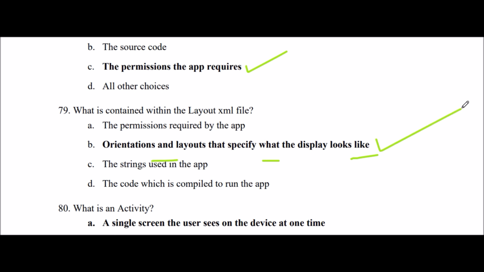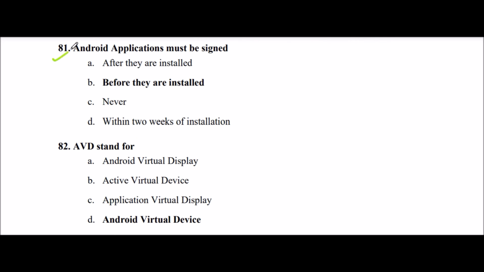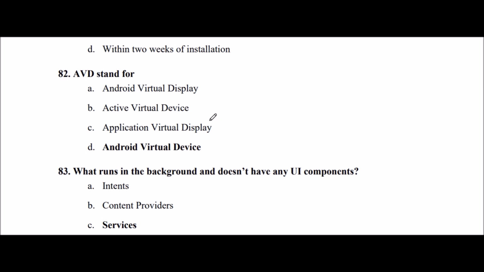Option B is correct. Next question, what is an activity? Activity is a single screen the user sees on the device at one time. Option A is correct. Next question, Android applications must be signed before they are installed. Next question, AVD stands for Android Virtual Device.